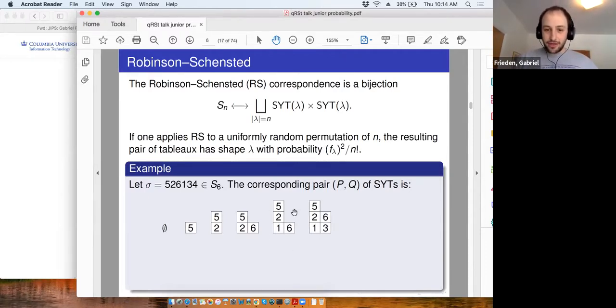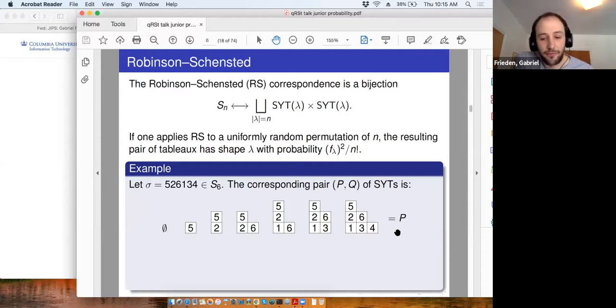When I insert the 3, it is going to bump the 6. So 3 is happy to sit next to the 1, but it needs to bump the 6. And then the 6 moves up to sit next to the 2. And then finally, the 4 just comes and happily sits at the end of the first row. So in this way, I produce one standard tableau with n boxes in it.